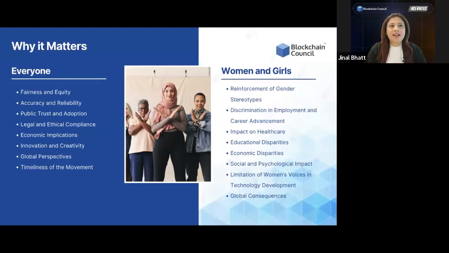So I personally learned a lot from the session, and I do have a couple of questions for you. I'm sure you've covered a lot of it in the presentation, but just to understand from a third person perspective, how does this gap in female representation impact the technologies that are built? What do you suggest?